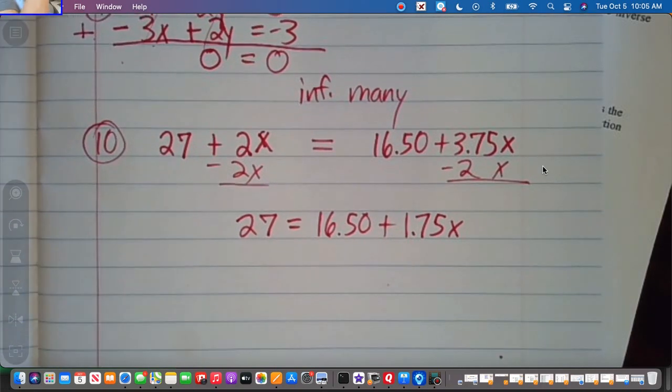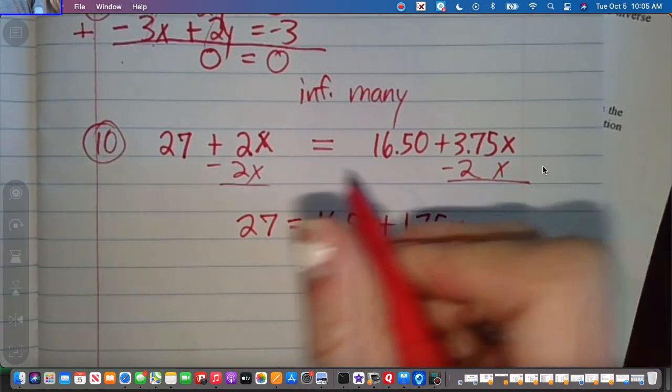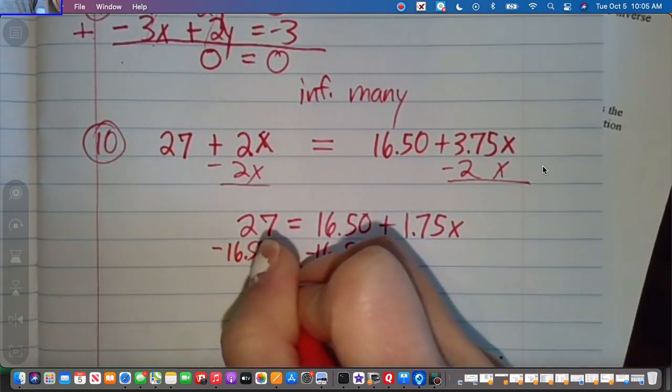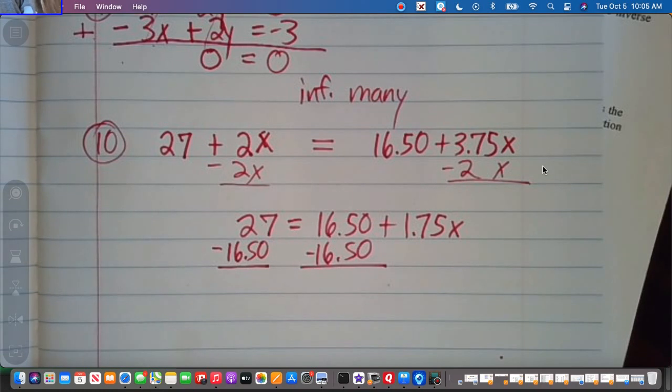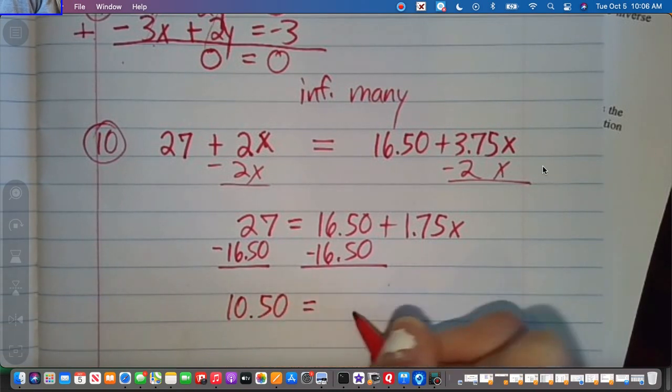Okay. Any questions so far? Now we move the 16.50 over. So I'm subtracting it. What is $27 minus $16.50? 10.50? I'm just trusting you.